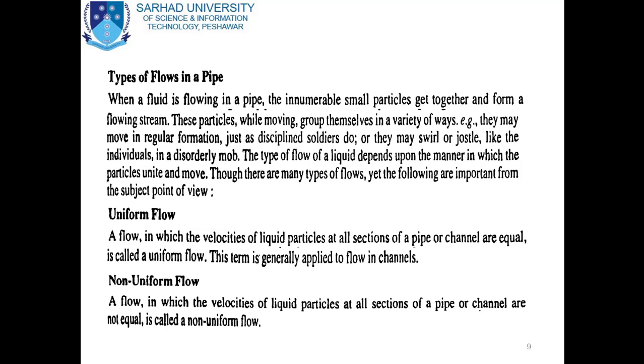So the first one is uniform flow. A flow in which the velocity of liquid particles at all the sections of a pipe or channel is equal is known as uniform flow. This term is generally applied to flow in channels. The next type of flow is non-uniform flow. A flow is said to be non-uniform if the velocity of liquid particles at all sections of a pipe or channel is not equal. So when the velocities of liquid particles at all the sections are not equal, it is known as non-uniform flow.